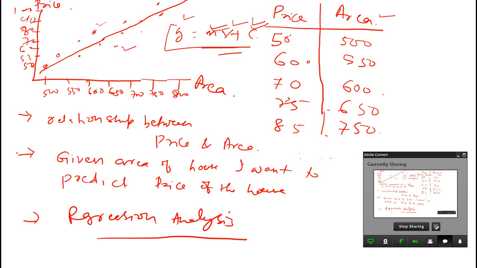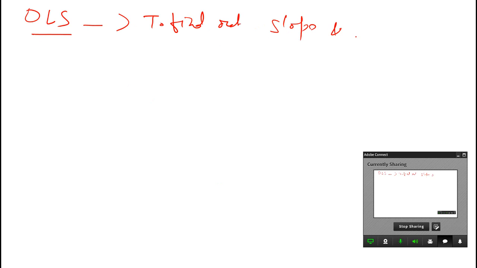Okay. So how we draw the line, how to make sure that the line passes through the middle of the data points, we will see that. For that we will use a technique known as OLS, or ordinary least squares. So let us learn how we can do an OLS regression. We'll use OLS to find out the slope and intercept.